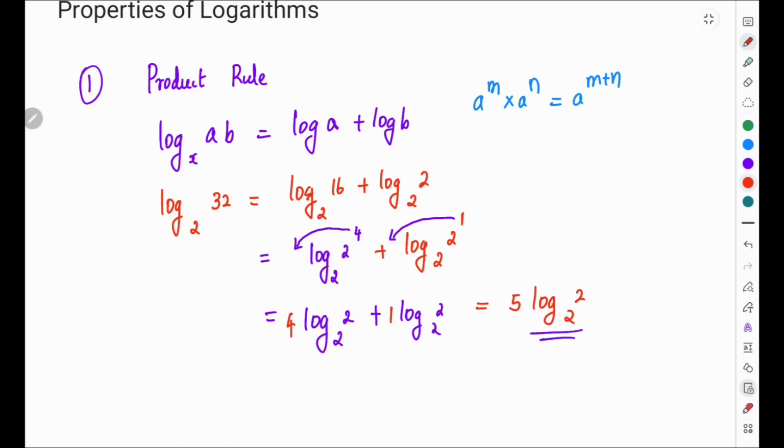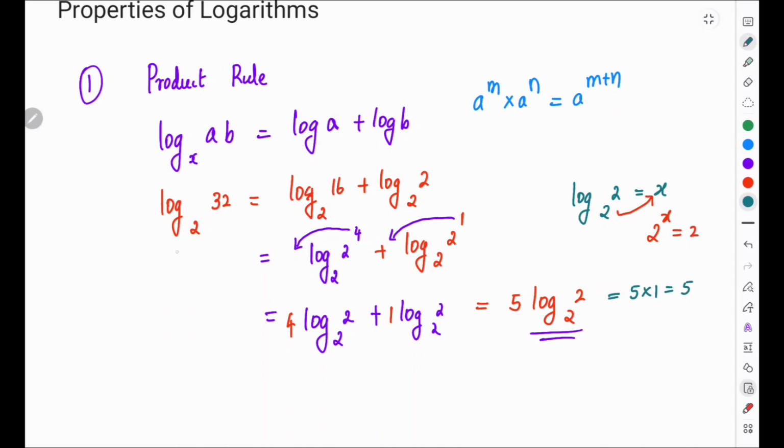I'll tell you how log 2 to the base 2 is 1. So log 2 to the base 2 is equal to say x. Now this 2 goes and lives here: 2 power x is equal to 2. So what should be the value of x? It should be 1. So therefore 5 into 1 is 5. Okay, this is another property.